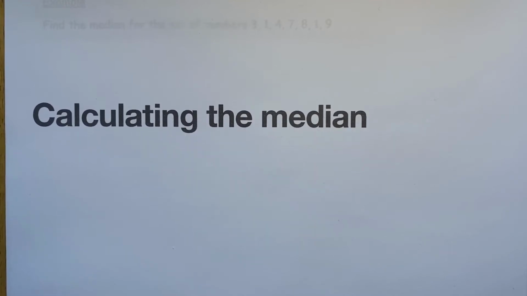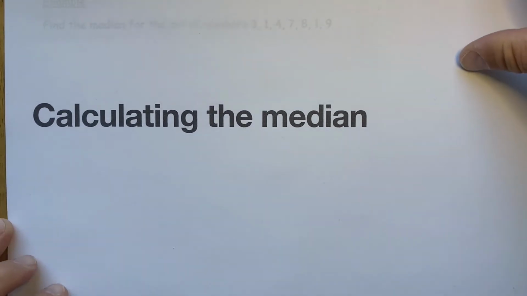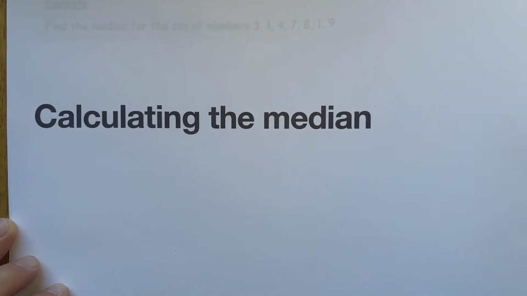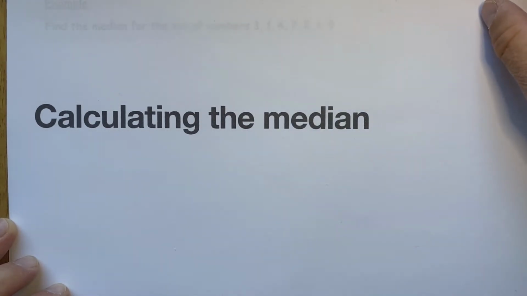Okay, so we're going to look at calculating the median, which is another one of our measures of spread. To calculate the median, what we need to remember is that the numbers need to be in numerical order first of all, and the median will then be that middle number.